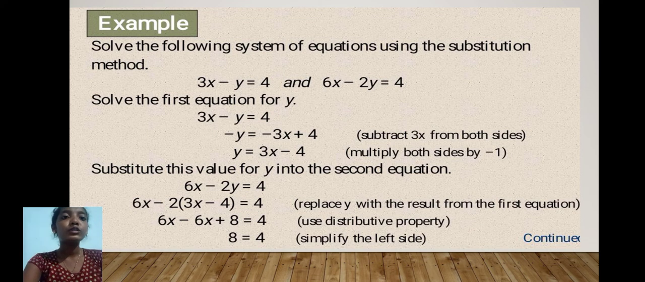Substitute this value for y in the second equation. 6x minus 2y equals 4. So 6x minus 2 times the y value, 3x minus 4, equals 4. Use the distributive property: 6x minus 2 times 3x is 6x, plus minus times minus is plus, 4 times 2 is 8. So 6x minus 6x plus 8 equals 4. 6x minus 6x cancel. We will have 8 equals 4.